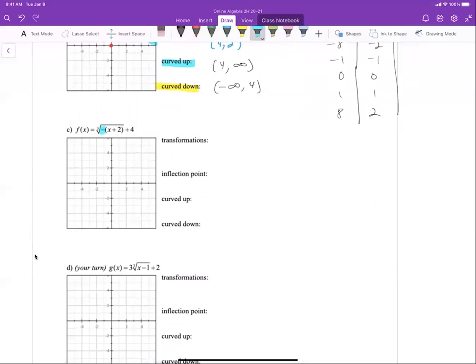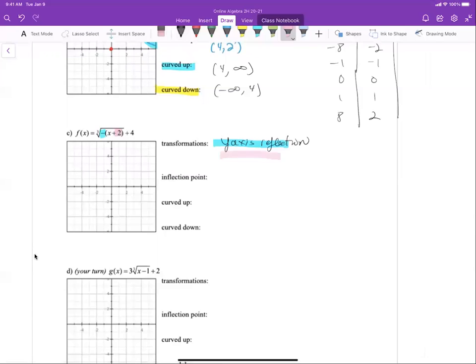I have a negative number before the parent rule. So that is a y-axis reflection. And I have a +2. It's before the parent rule. So that is a shift left 2. +4 outside. So that is up 4. Up 4. And that's all we've got.